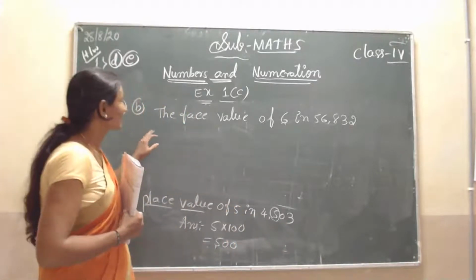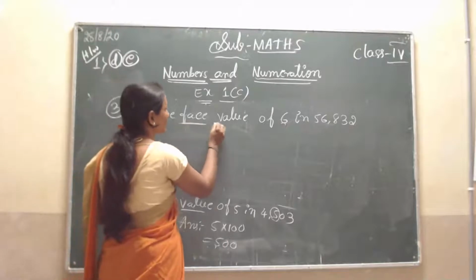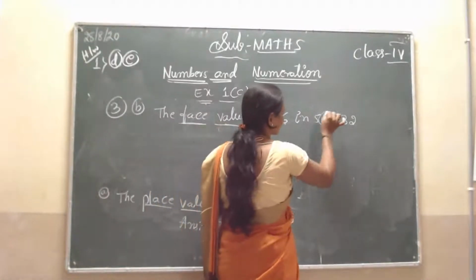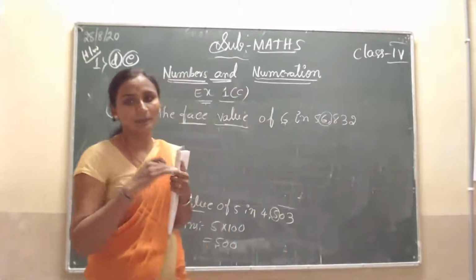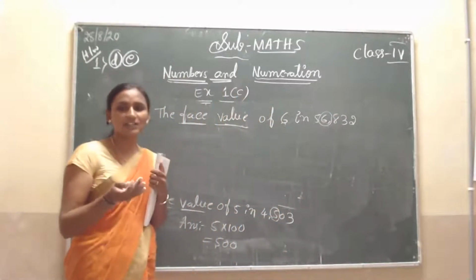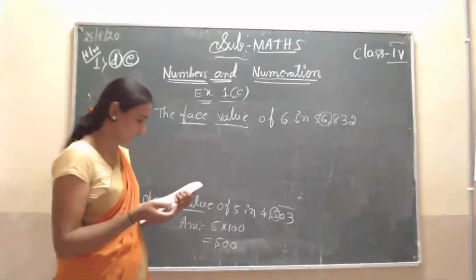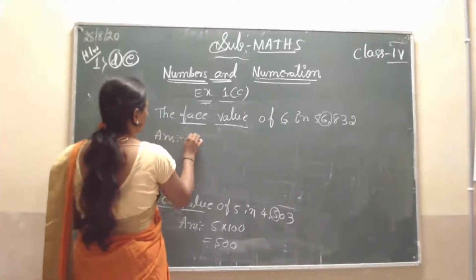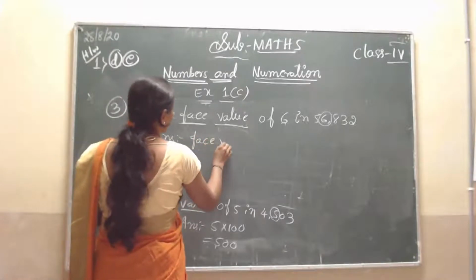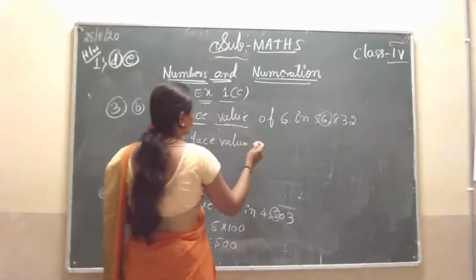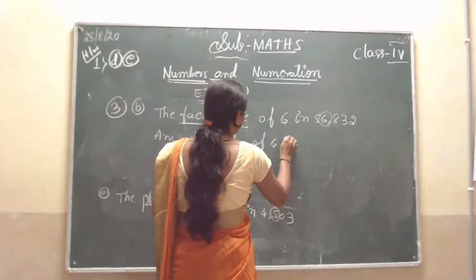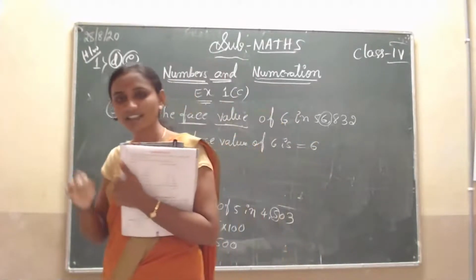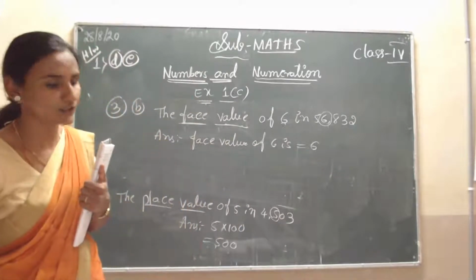But here the question is the face value. So face value means there is a 6. Yes, students. The face value of the 6 means the actual value. So you will write 6. The face value of 6 is 6. Students, that means face is the actual value.